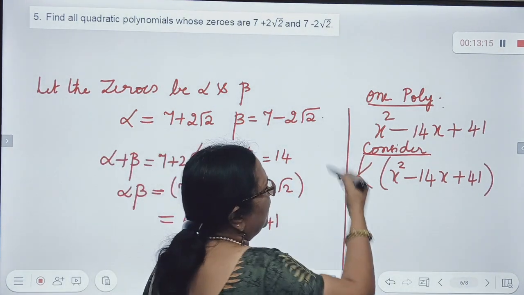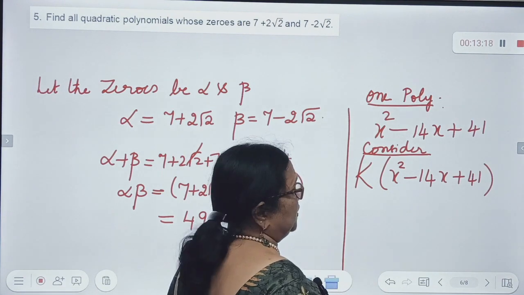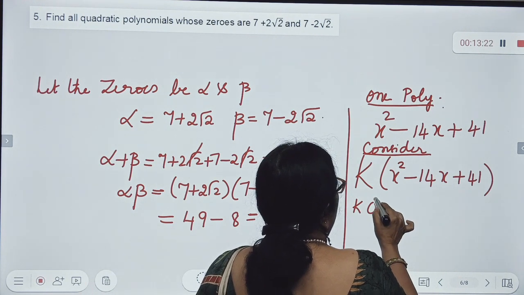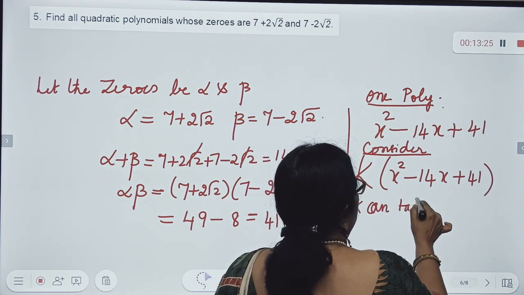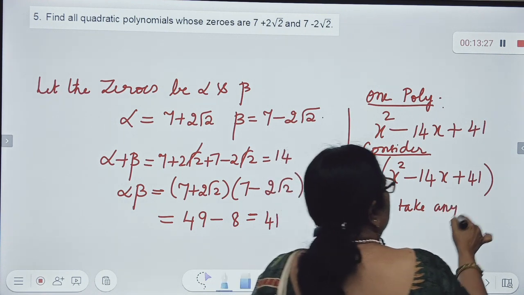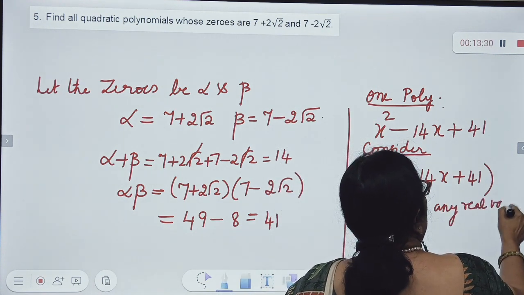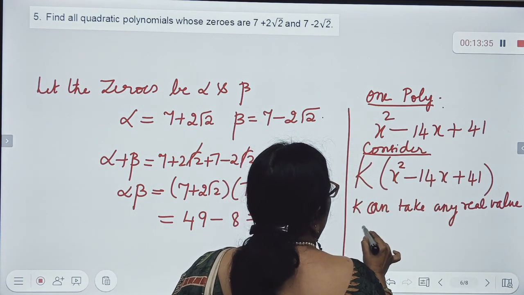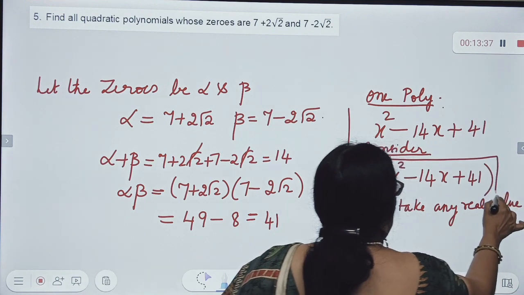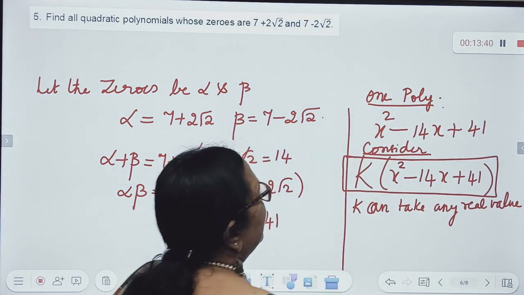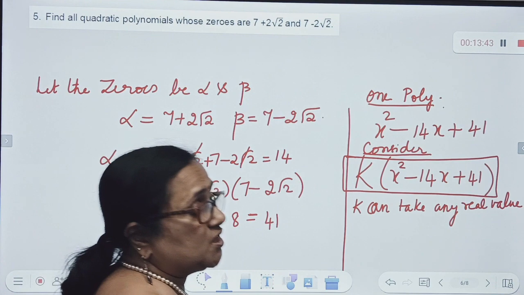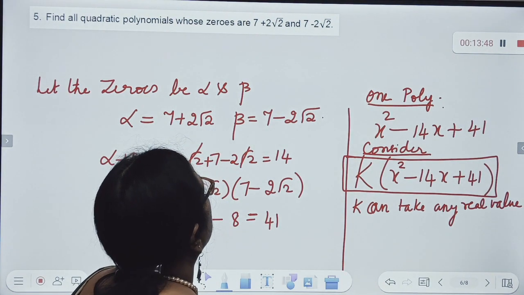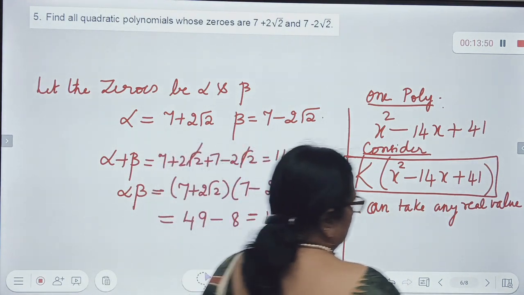Whatever, you know the entire real number system is infinite, right? So k can take any real value. So there are infinite such polynomials and they are given by k into x square minus 14x plus 41, where k can be any real number. Since the real number is infinite, there are infinite possibilities for quadratic polynomials with the given zeros.